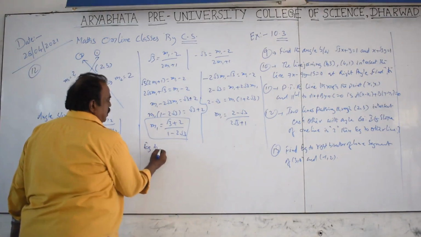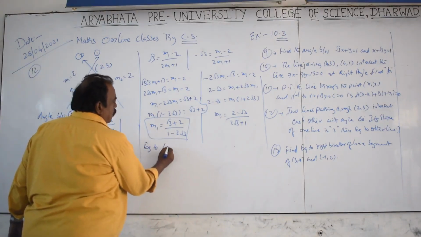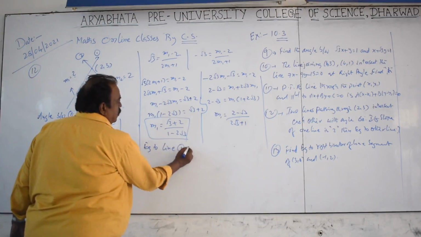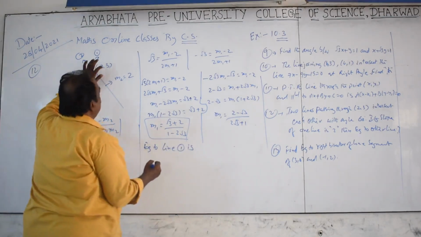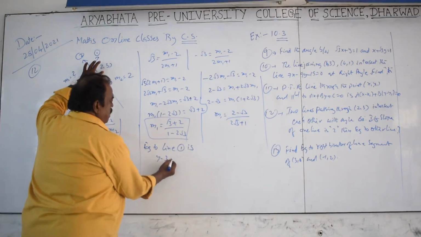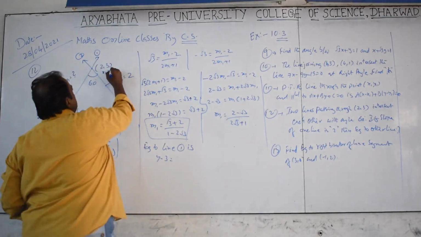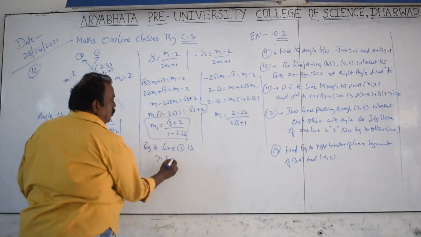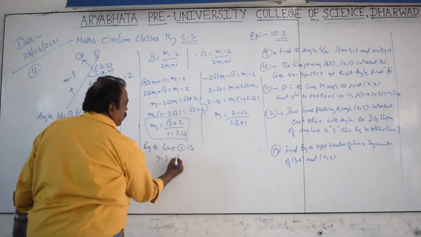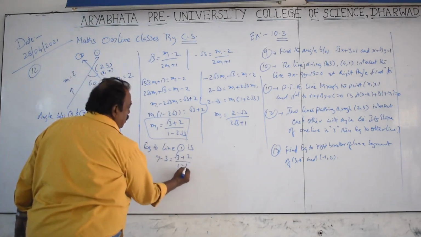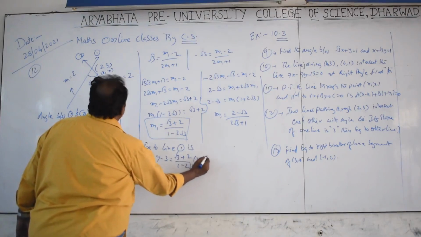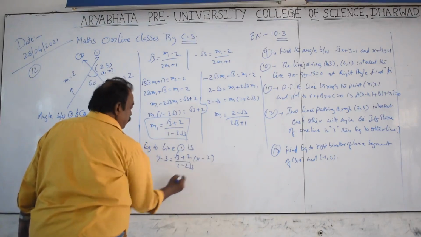Now, the equation of line 1. It is passing through the point (2, 3), so y minus y1. You remember it, (x1, y1) is (2, 3), and m1 is (root 3 plus 2) by (1 minus 2 root 3), of x minus 2.